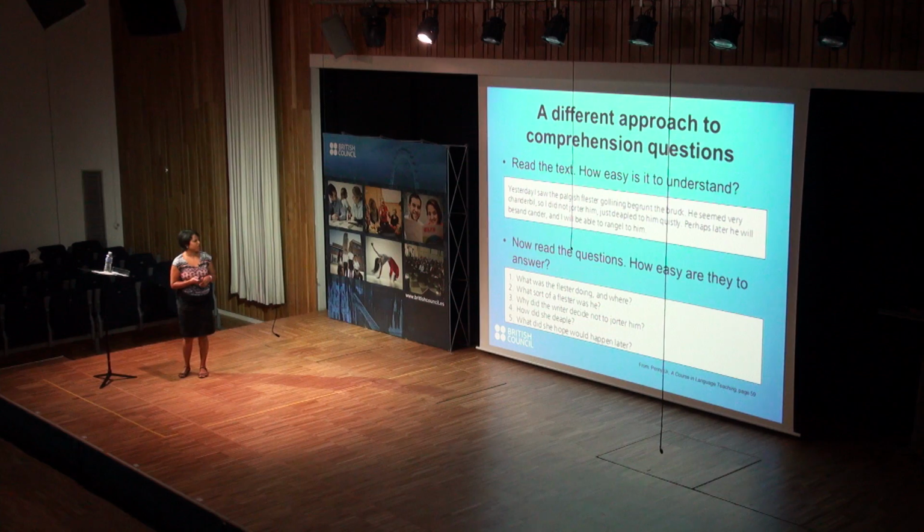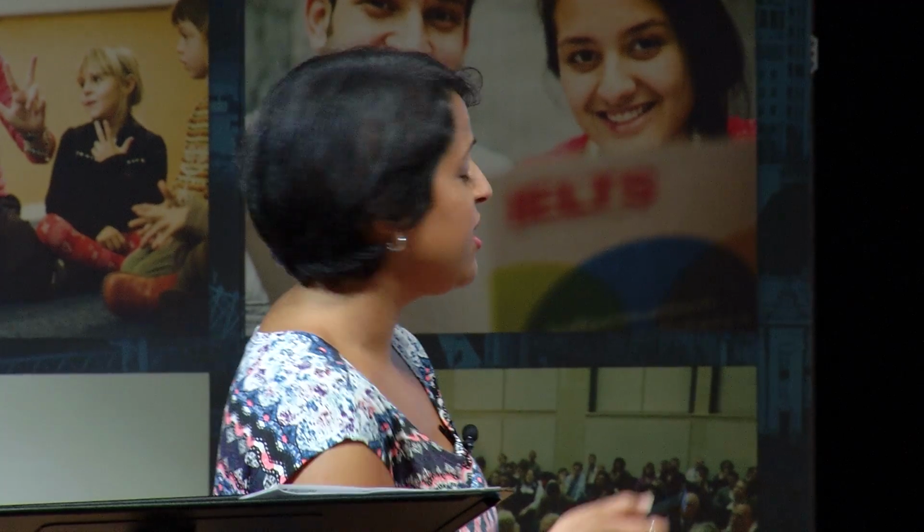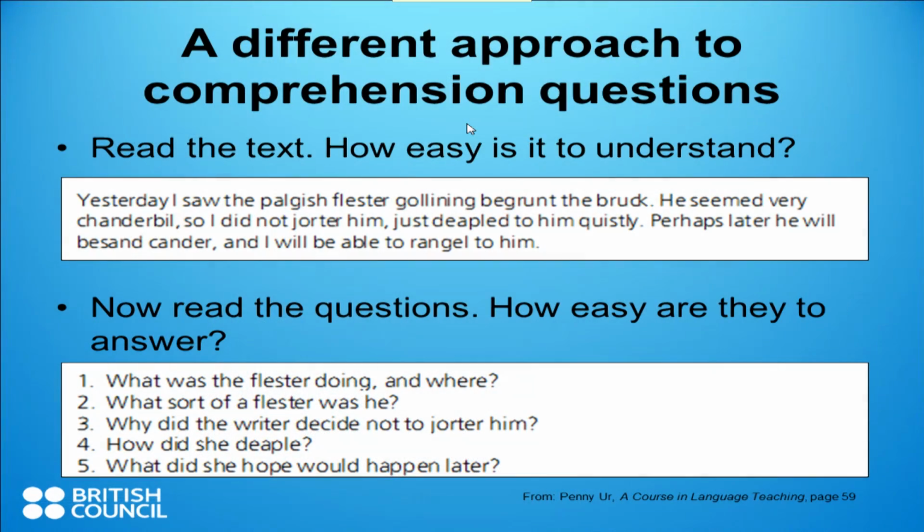All right, so the first question, what was the Flester doing and where? Is it possible to answer that question using the text? Yeah, you can answer it, because the answer's right in front of you. And what sort of a Flester was he? Can we answer that question? Yeah, he was a Palgish Flester. Do we have any idea what that means? No, but we got the answer right. Yay, so 100%. Why did the writer decide not to draw to him? He seemed very changeable, yeah. What does changeable mean? Don't know. Is it good? Is it bad? We don't know. But we got the answer right.